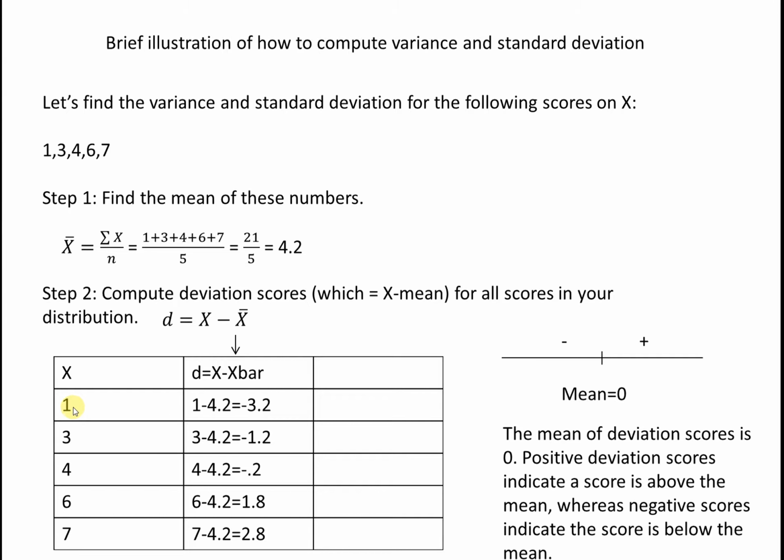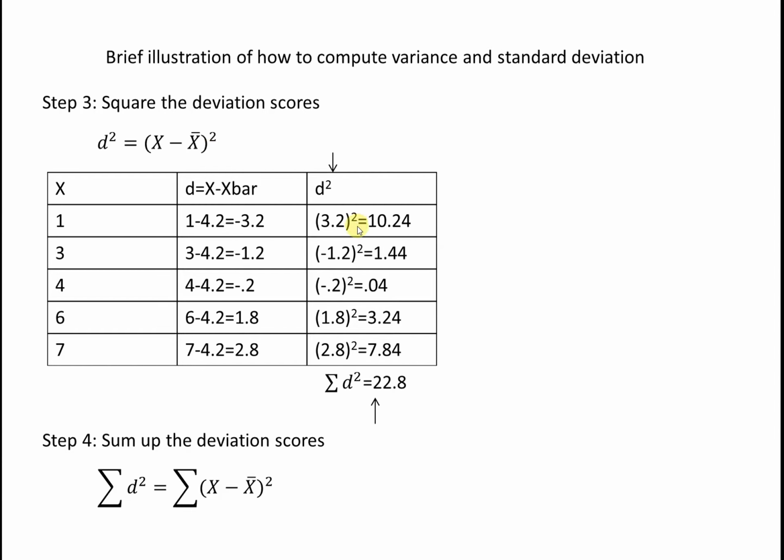Step 2 is to compute deviation scores, and a deviation score is nothing more than taking the raw score on x and subtracting the mean from it. And so basically we're creating a new variable, if you will, that actually has a mean of 0. With the deviation scores, if you take 1 minus 4.2, you get negative 3.2. 3 minus 4.2, you get negative 1.2. 4 minus 4.2, you get negative 0.2. 6 minus 4.2, you get 1.8. 7 minus 4.2, you get 2.8. So you can see where a person's score is falling relative to the mean of the original distribution. If you have a positive value, that person is scoring above the mean. A negative value would mean that person is scoring below the mean.